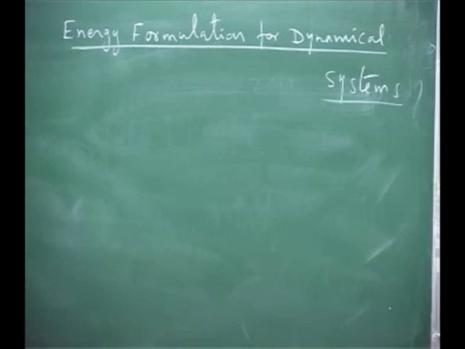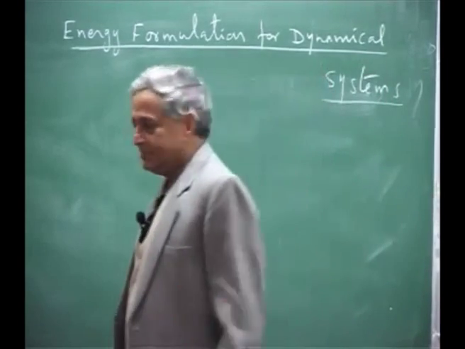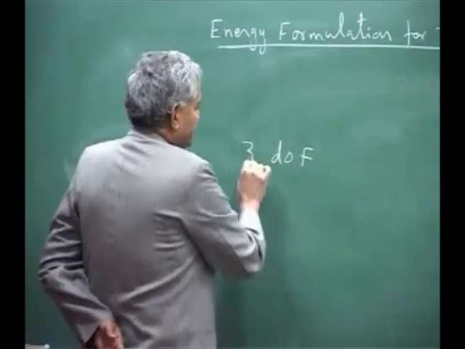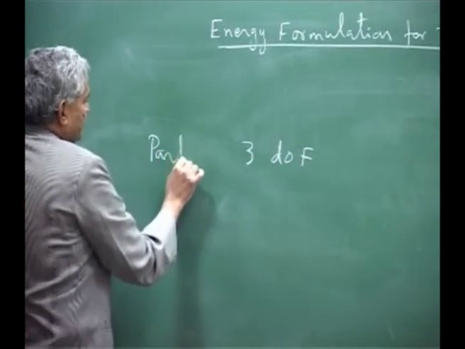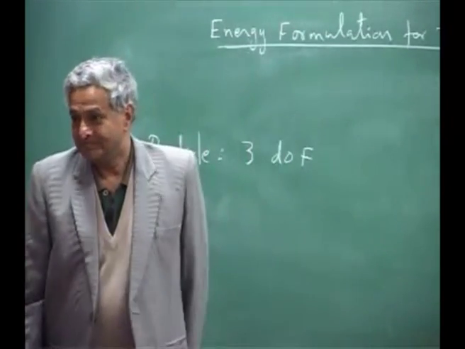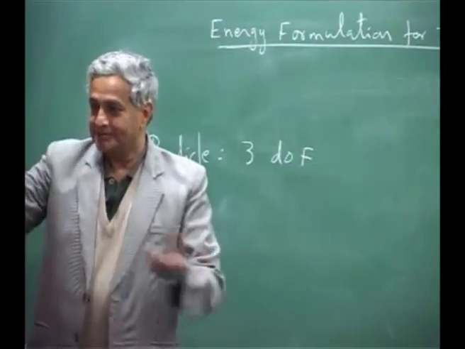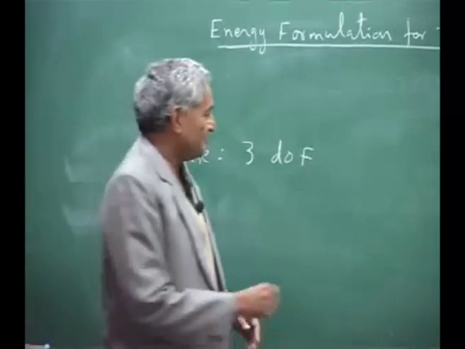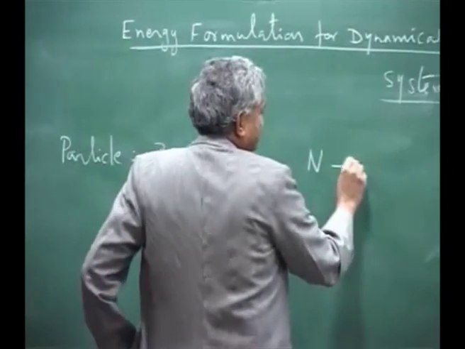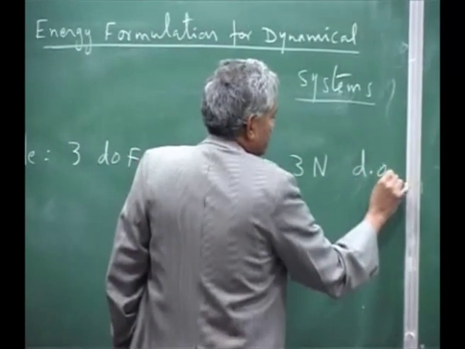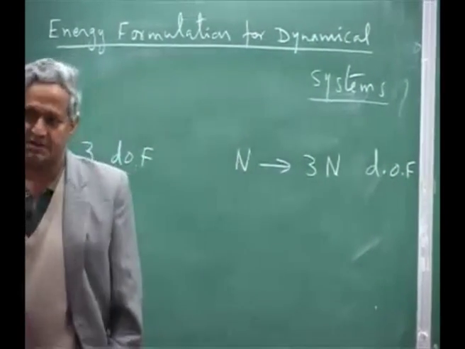Okay. If we have one free particle, it can have 3 degrees of freedom. Particle: x, y, z. If you have 2, you can have 2 into 3, 6. Suppose if you have n particles, you will have 3n degrees of freedom. Okay. Each one is independent.